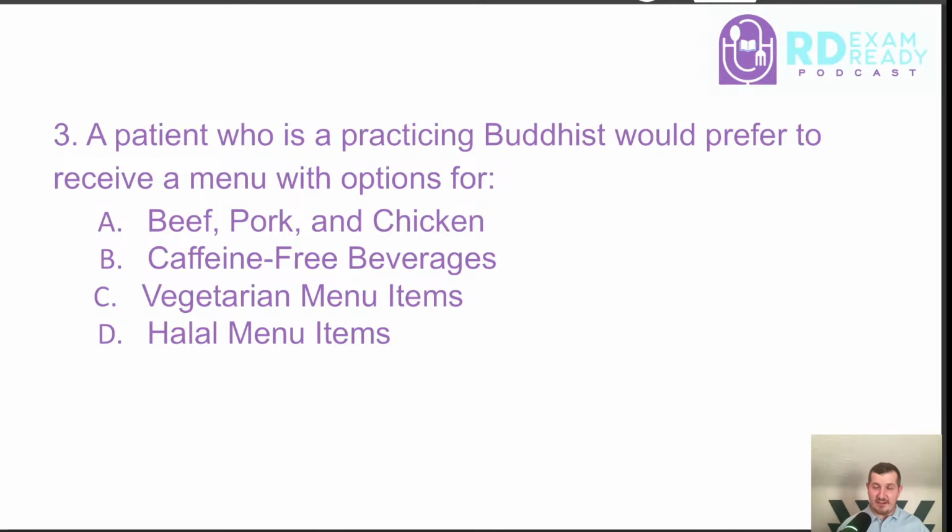So let's look at the one I've got for right in front of you here. Number 3, a patient who is a practicing Buddhist would prefer to receive a menu with options for A, beef, pork, and chicken, B, caffeine-free beverages, C, vegetarian menu items, or D, halal menu items. Take your time with that question to see what your best fit should be.